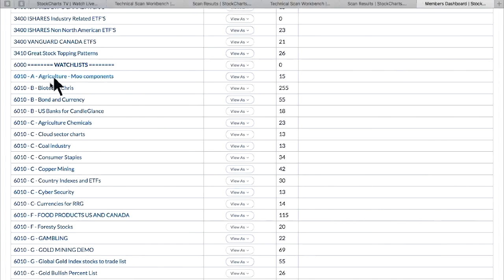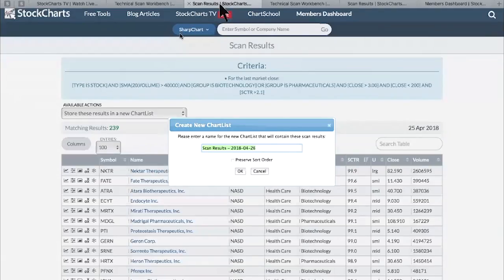Now, we could go to all of the ETFs and find names that way. I think it's better to use this scan because you're going to spend a lot more time. You're going to find some great stocks. And when you do that, you're going to want to dump them in. So I'm going to put 6010-B biotech and pharma, maybe we'll call it.